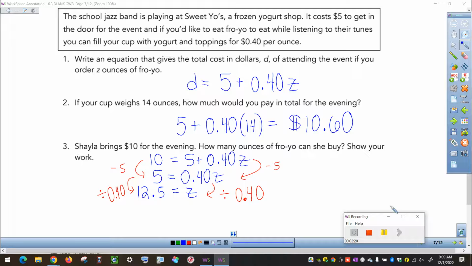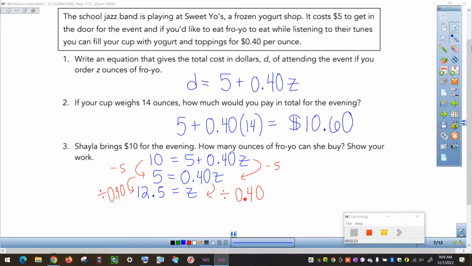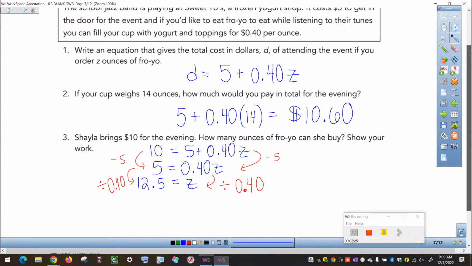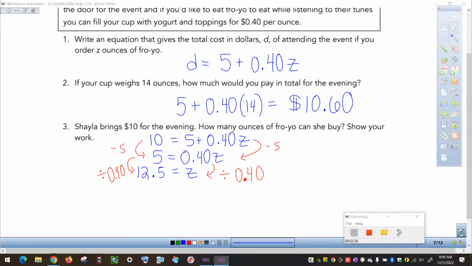Let me think about something there. So here we're just thinking about working backwards. The steps that we did to get to our final answer, I wrote those out in red. First, we're subtracting 5 from both sides. We need to subtract out the cost to get in the door. And then we need to figure out how many ounces it was. When we divide both sides by 0.40, 5 divided by 0.40 gives us 12.5 ounces.